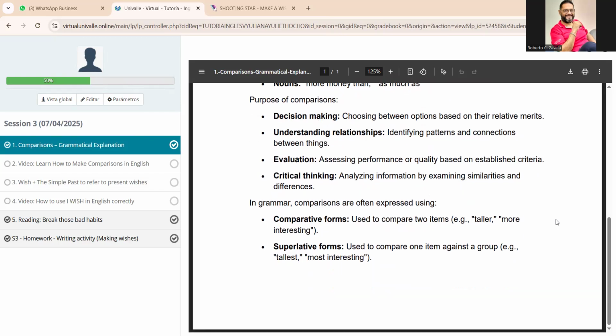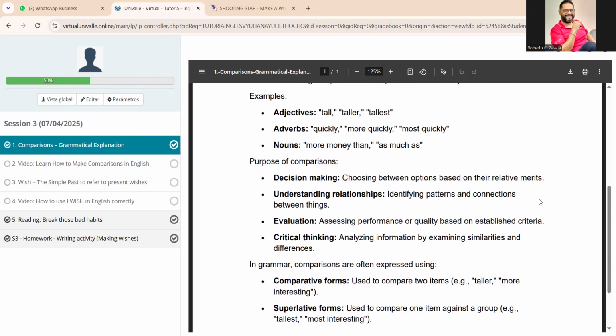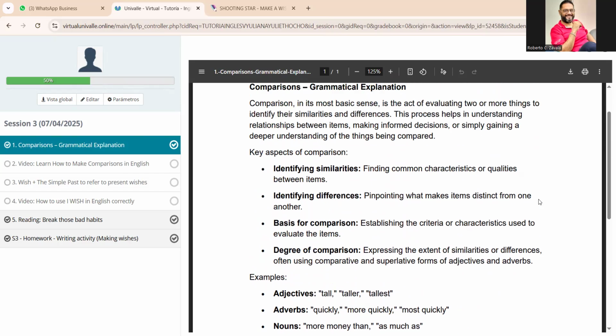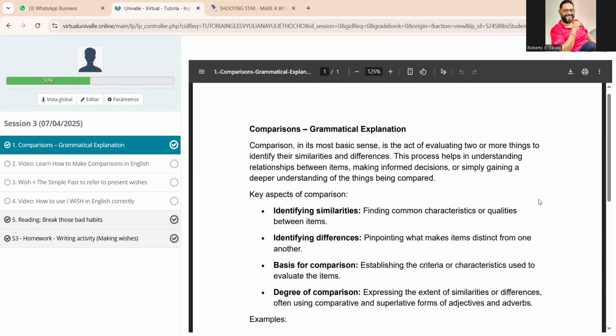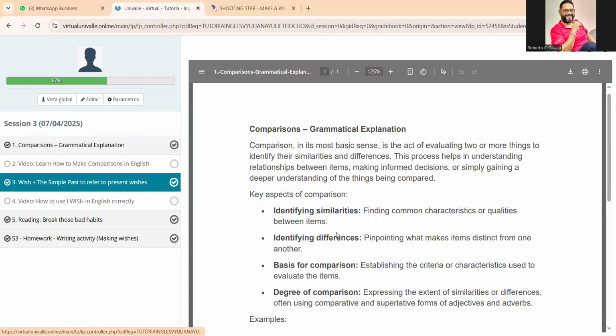In grammar, comparisons are often expressed using comparative forms, used to compare two items, for example taller, more interesting. Superlative forms are used to compare one item against a group: tallest, most interesting. Okay, so that is the example of how we use these comparisons, and the criteria that is used to make comparisons. Okay, let's continue to the next grammatical explanation.